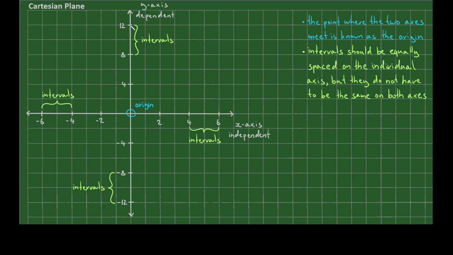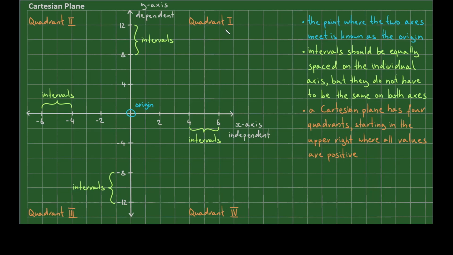The Cartesian plane is divided into 4 quadrants. We start in the upper right and then work our way counterclockwise. Most of the graphing is usually done in quadrant 1, where all the values are positive.